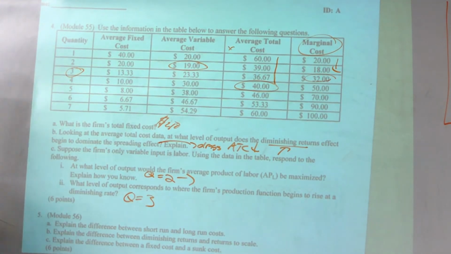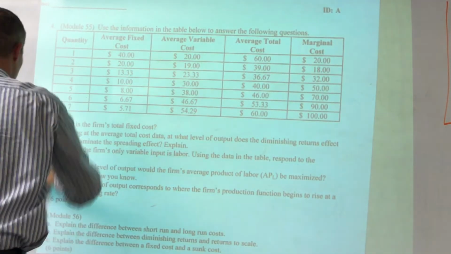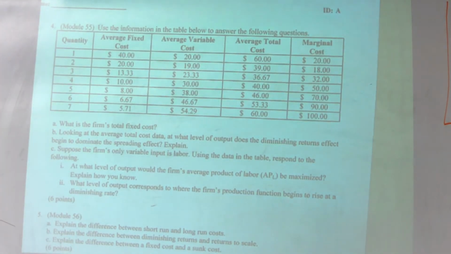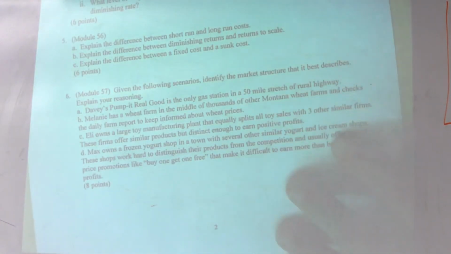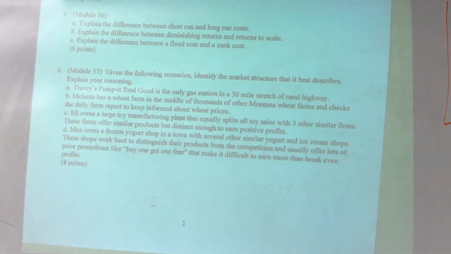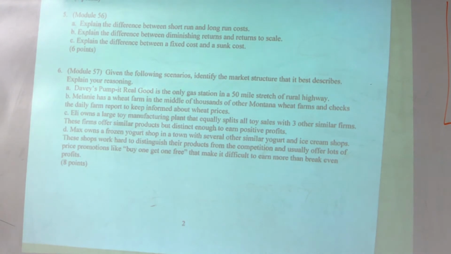And our last question that we'll look at, that's a possible question for Monday/Tuesday, is going to look at some scenarios and determine your level of understanding related to different types of competing firms. Given the following scenarios, enter the market structure that it best describes, and explain your reasoning. If I give you this question, it would probably be worth 4, not 8.